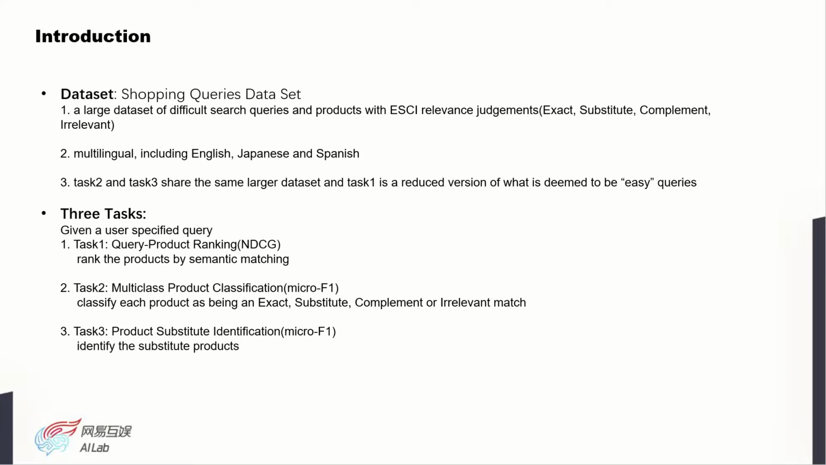In this challenge, the organizer provides the Shopping Queries Dataset, a large dataset of difficult search queries and products with ESCI relevance judgments. ESCI means exact, substitute, complement, and irrelevant. The dataset is multilingual, including English, Japanese, and Spanish. Given a user-specified query, Task 1 is to rank the products by semantic match. Task 2 is to classify each product as being an exact, substitute, complement, or irrelevant match. And Task 3 is to identify the substitute products.